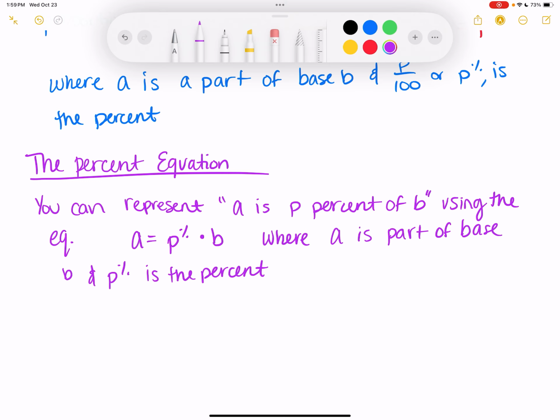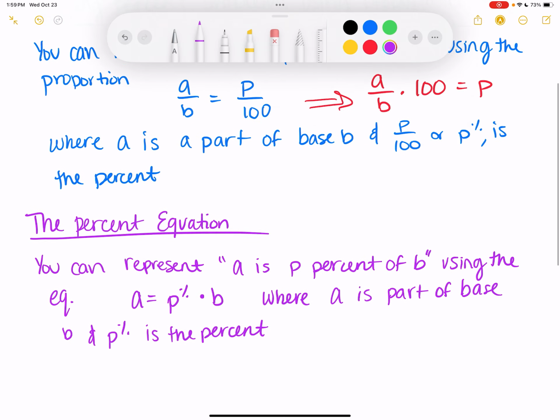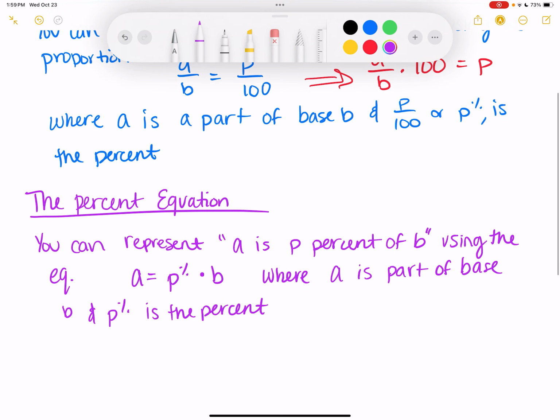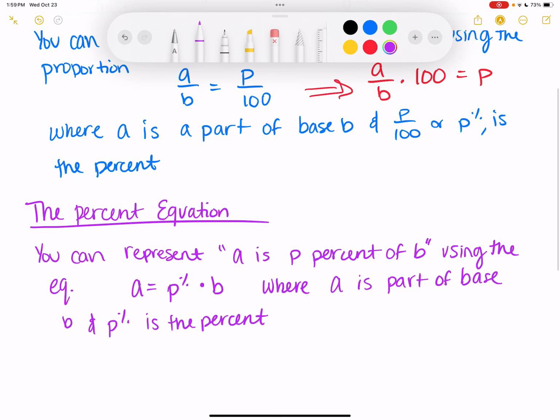This is literally the same formula that you have up here, but instead of it being written as P over 100, they wrote it as P% and they multiplied it by B. So it's the exact same formula, just written a different way. Depending on what information you're given, it's easier to use one or the other.